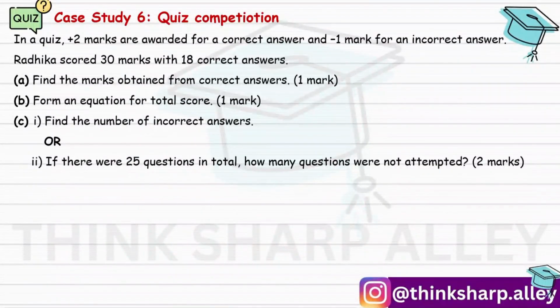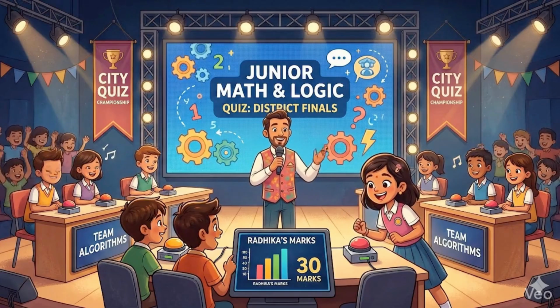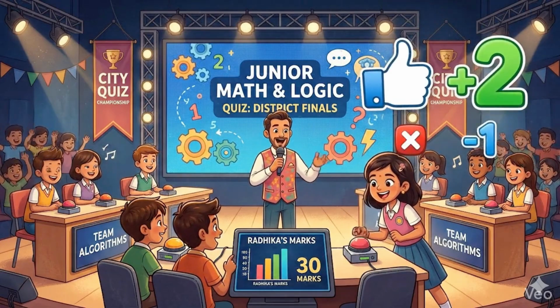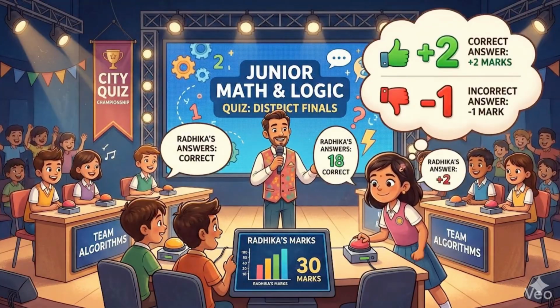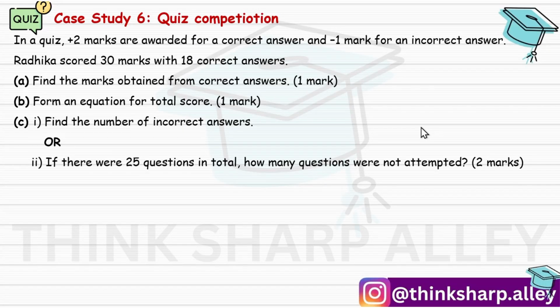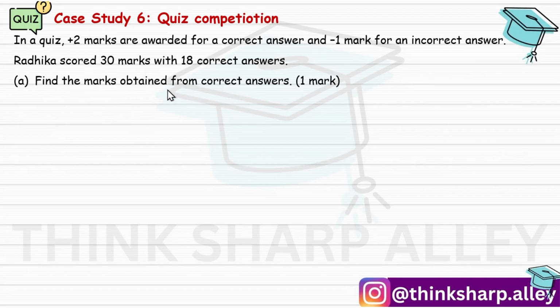Now it's time for case study number 6, quiz competition. Let's hear the rules of the quiz straight from our quiz master. In a quiz, plus 2 marks are awarded for a correct answer and minus 1 mark for an incorrect answer. Also, Radhika scored 30 marks with 18 correct answers. Now in the first part, we have been asked to find the marks obtained from correct answers. So she has given 18 correct answers and for each correct answer, she is awarded plus 2. So for 18 correct answers, she will get 18 times 2, which is 36.